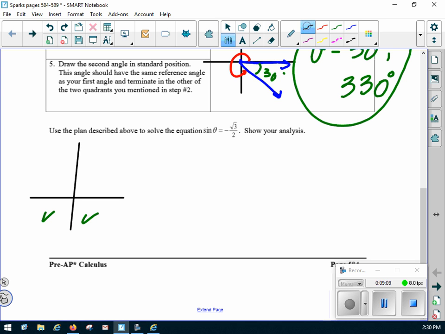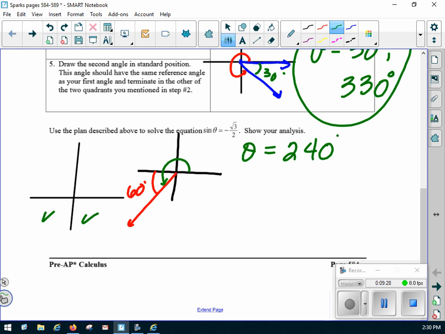So let's go to quadrant 3. If I have a reference angle of 60 degrees, what is this angle? So theta could be 240 degrees. And then we're going to draw, and we're going to put a reference angle of 60 degrees into the other quadrant that it could be. What is that angle? There are your answers.